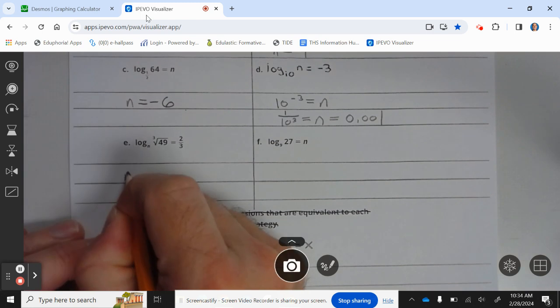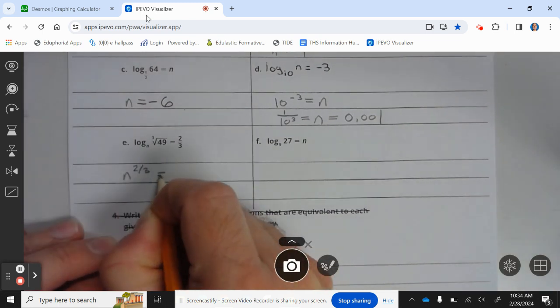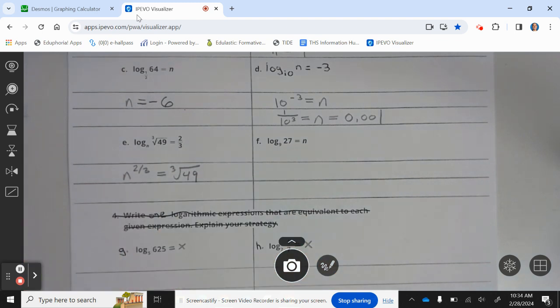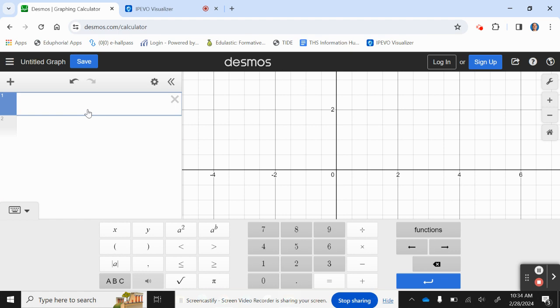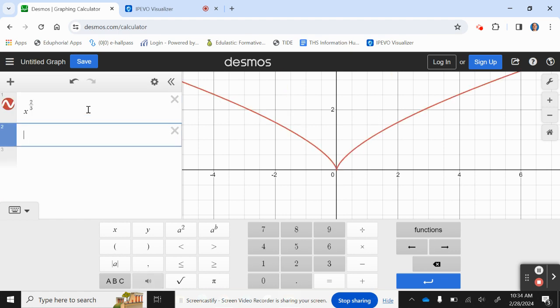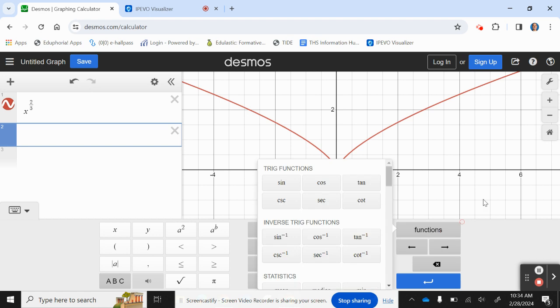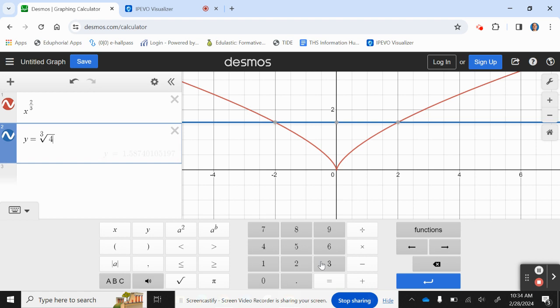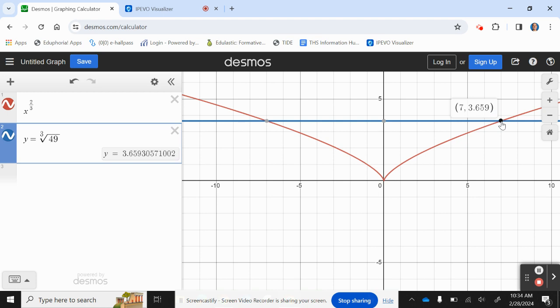So then we can write that as n to the 2/3 equals the cube root of 49. We can use Desmos to solve that. So we're going to go to x to the 2/3, and then function, scroll all the way down. Now we actually have to put y equals cube root of 49, and let's press the home screen, zoom out. We only want the positive point of intersection, so that's 7. n equals 7.